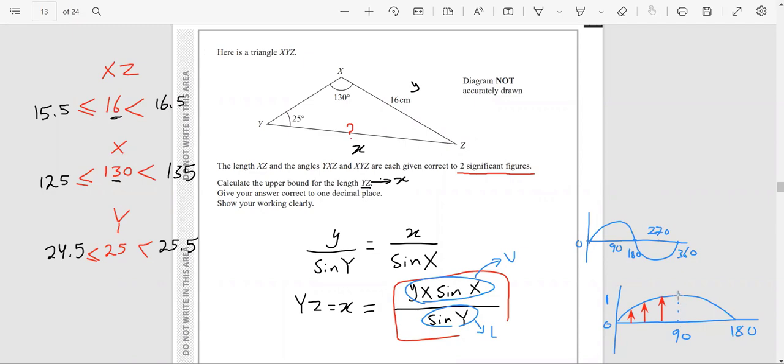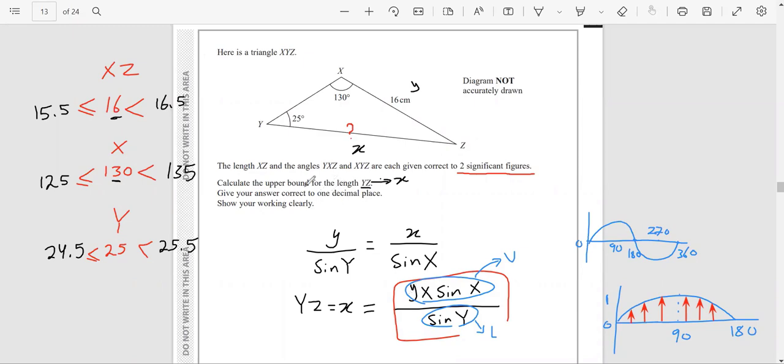Sine 90 is the maximum value, which gives 1. Then whenever the angle goes further from 90, the sine value gets lower. It gets lower until sine 180 gives you 0. So this thing is not related just to the bounds, like you're going to say, I'm going to get the upper here.